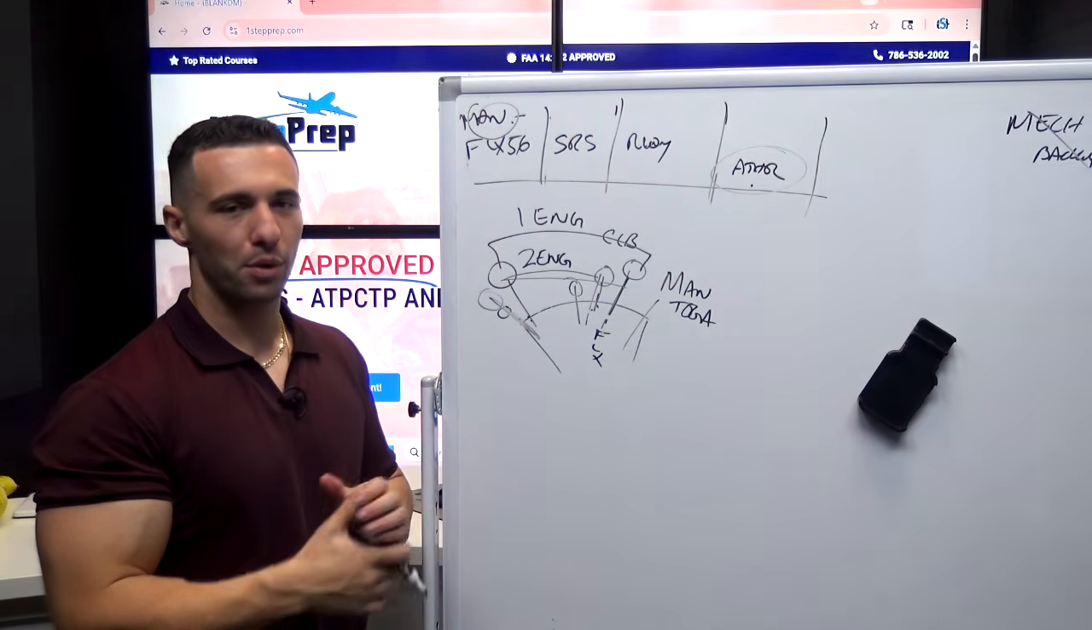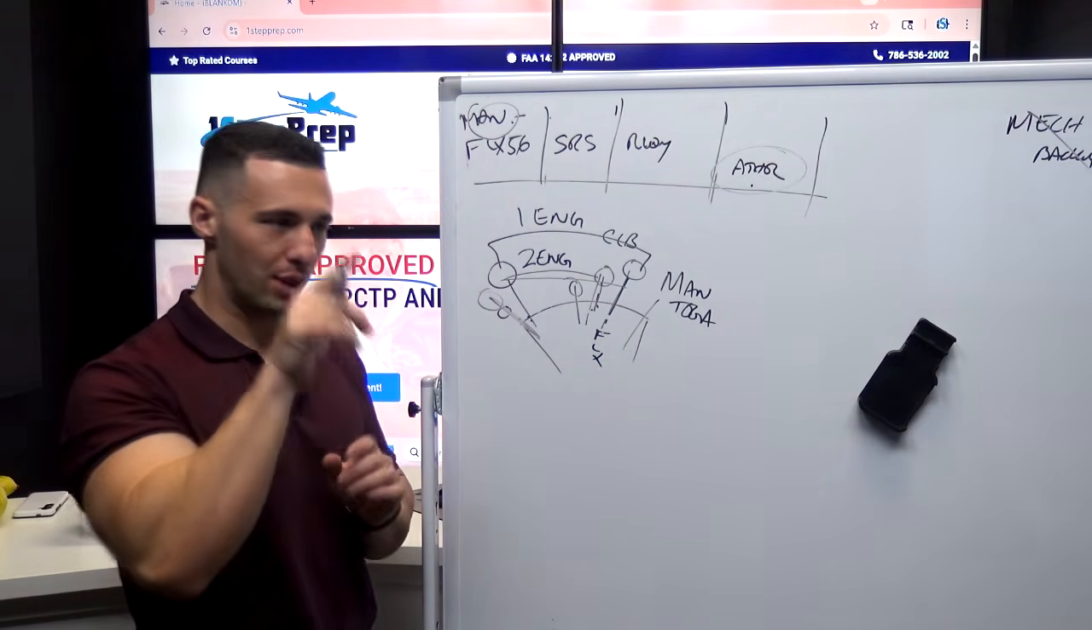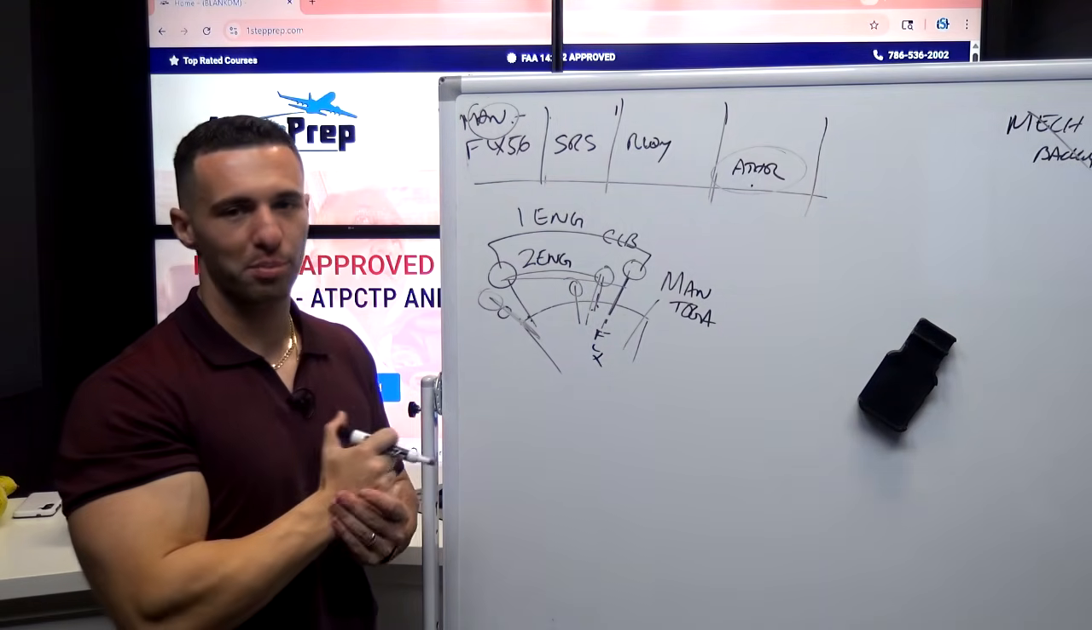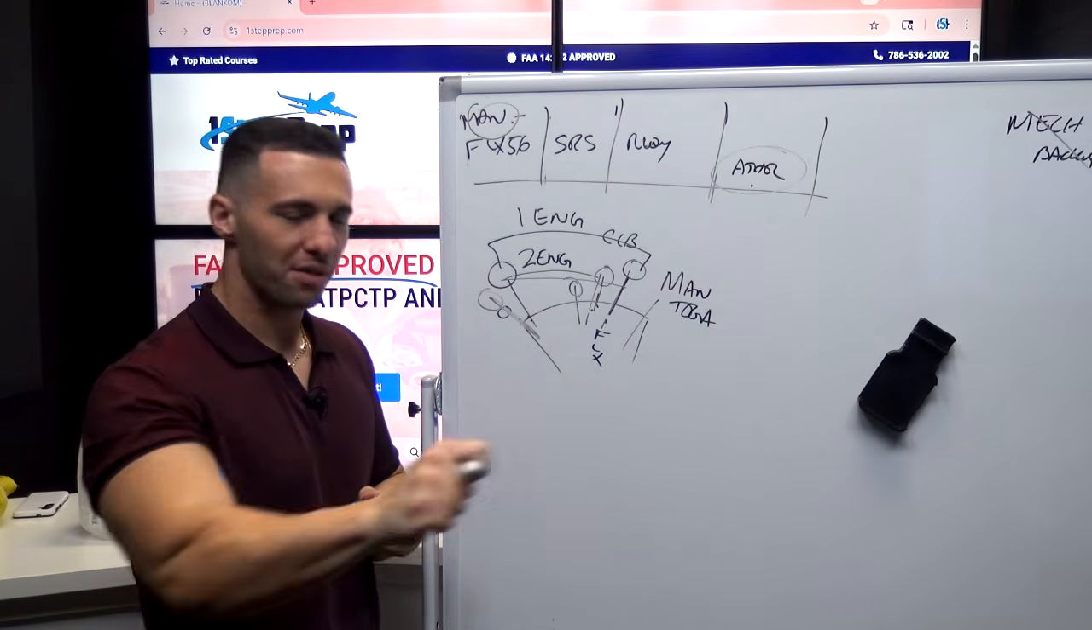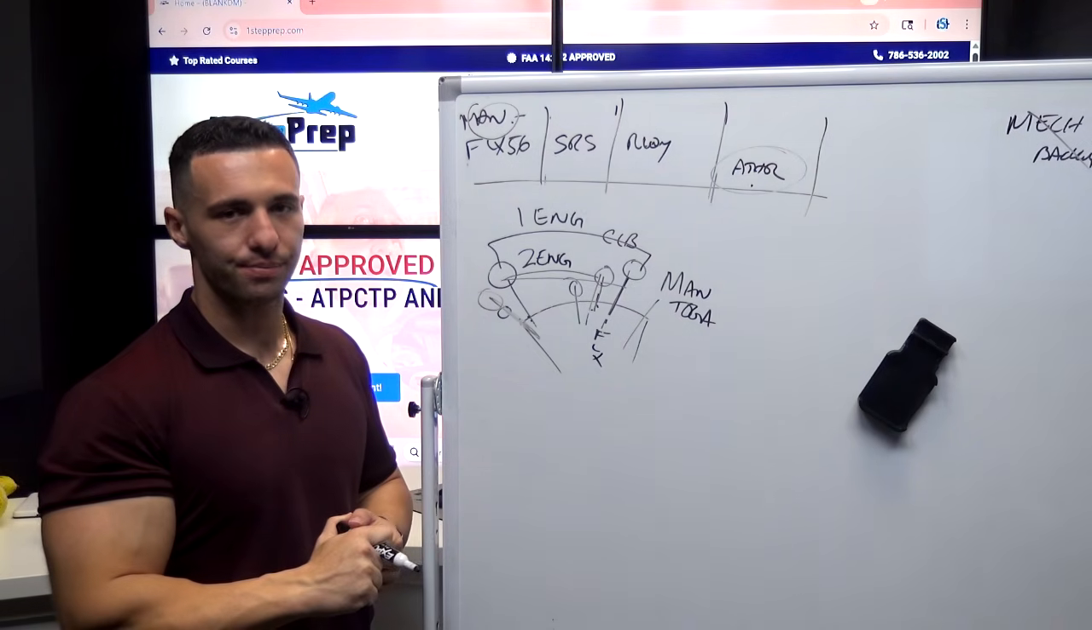Now, when you go to put the auto thrust back on, you engage the auto thrust push button and place the thrust levers into the climb position.